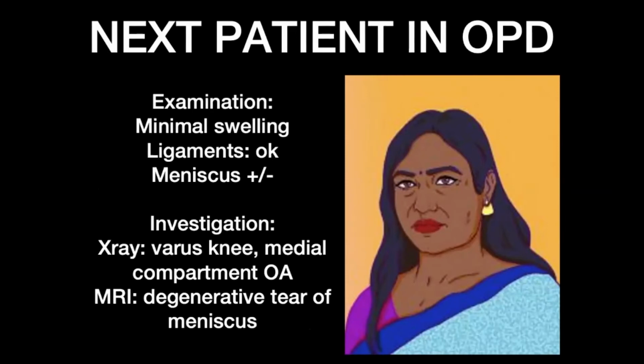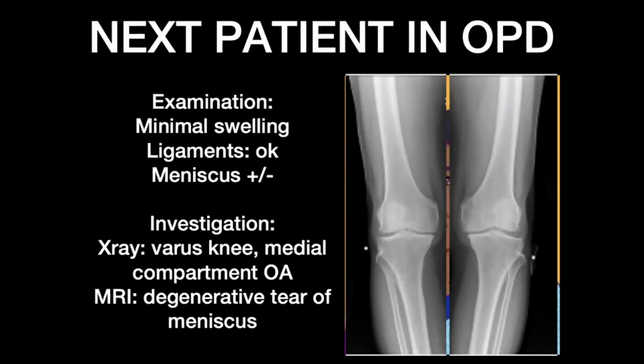So what you do is you examine, there is minimal swelling, grade 1 or grade 2, maybe ligaments seem okay, meniscus is plus minus, the McMurray is positive, or sometimes it is negative. You ask for investigation, and X-ray shows varus knee, mainly medial compartment osteoarthritis, and the lateral compartment and patellofemoral compartment seem to be okay. Sometimes you can advise MRI as well, and the most MRI will show is a degenerative tear of the medial meniscus with cartilage degeneration in the medial compartment of the knee. So the problem arises in these conditions because these are very usual patients.